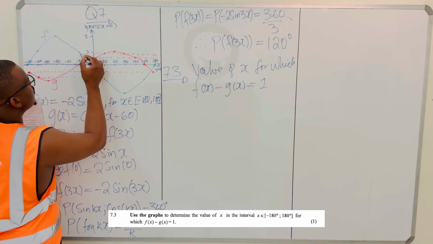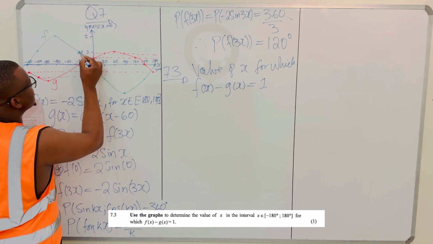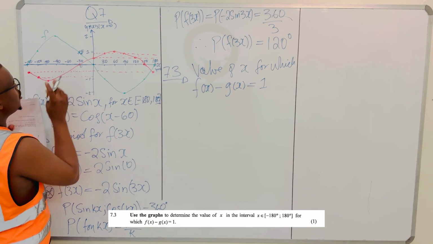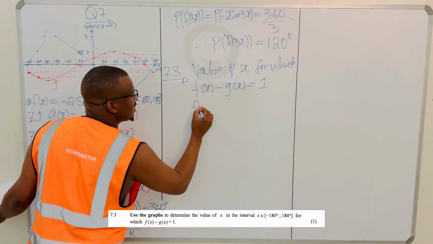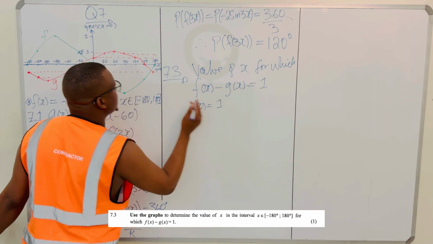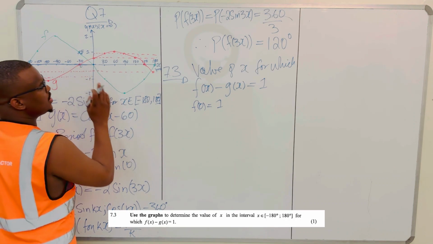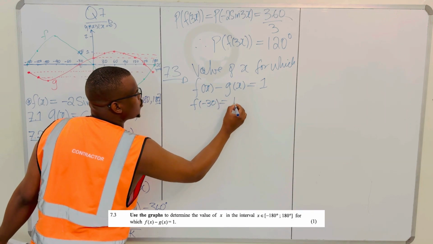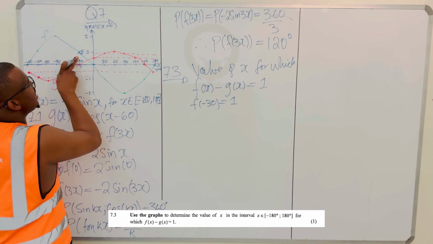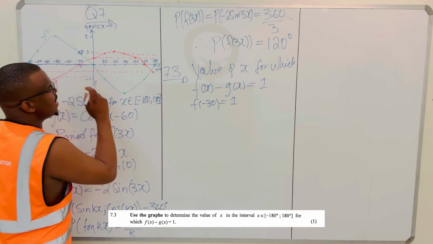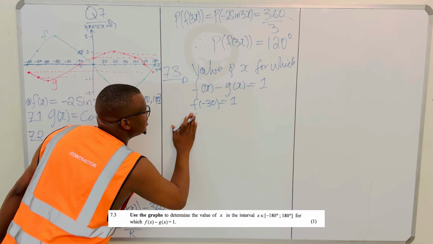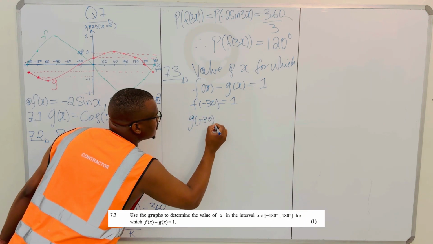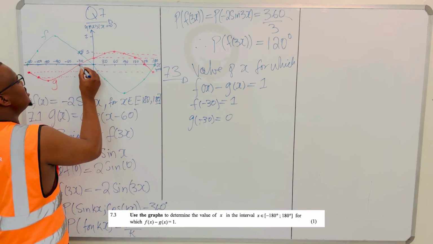But look at this one here. At minus 30, you can see the y value is what? It is 1 here at this point. And the value there is what? It's 0 on the other function. So your f at minus 30 is equal to 1. Right? And your g at minus 30 is equal to 0. As you can see, g is 0 here.